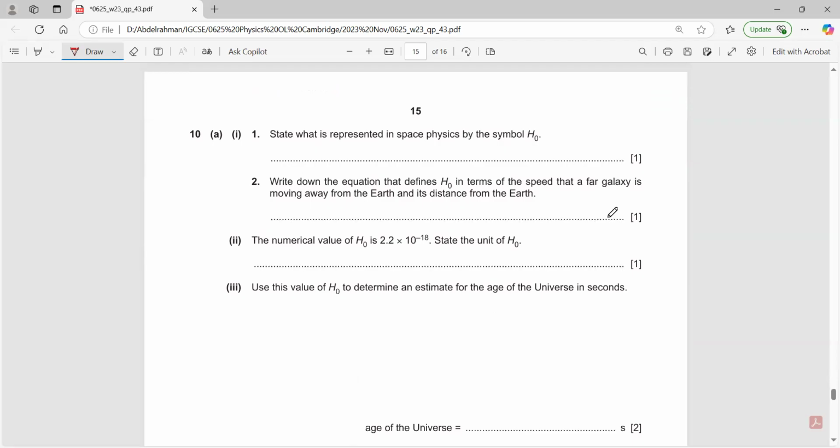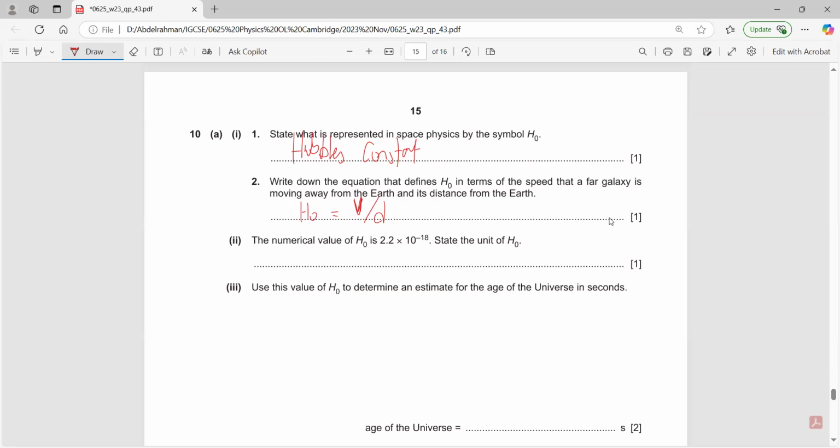State what is represented by the physics symbol H naught. H naught is Hubble's constant. Write down the equation for Hubble's constant. H naught equals what? We know the equation V equals H naught times D, or you can say that H naught equals V, velocity, over D.